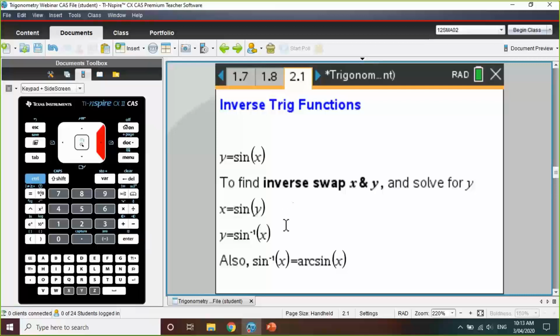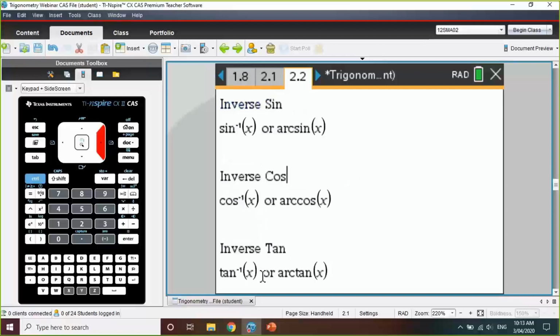Now, in exam papers and also other assessments, you may see something called arc sine. So arc sine is just another way of writing inverse sine. And that's similar for cos and tan. You may see arc cos or arc tan written, and they're just equivalent ways of representing inverse cos and inverse tan. So by the end of the year, we need to be comfortable in reading and writing both.